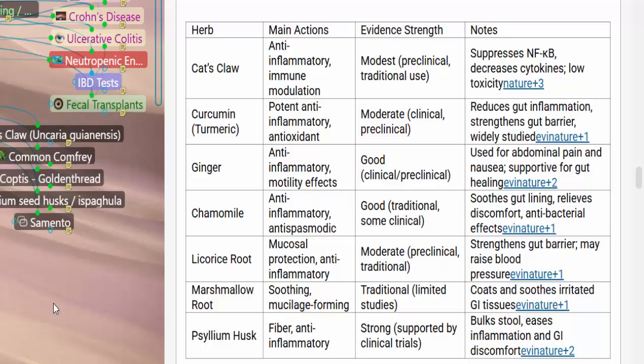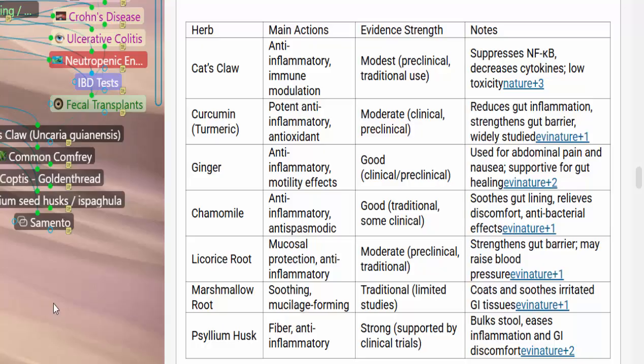As far as the scientific evidence, it's moderate in clinical and preclinical studies. It reduces gut inflammation, strengthens the gut barrier, and it is widely studied. Then we have ginger, again anti-inflammatory and motility effects. There's good evidence for that one, clinical and preclinical, used for abdominal pain and nausea, and supportive for gut healing.